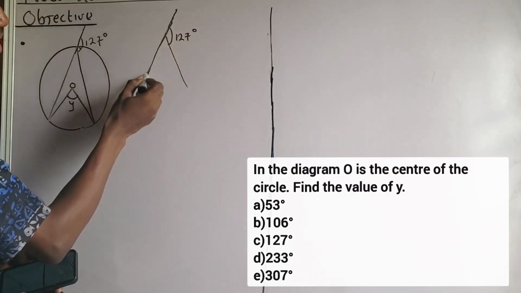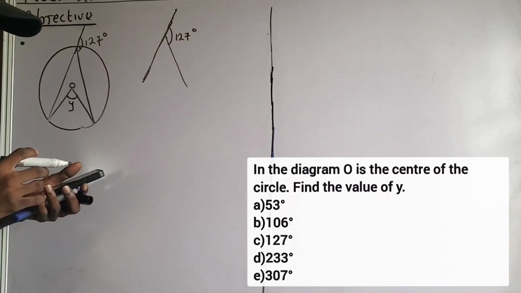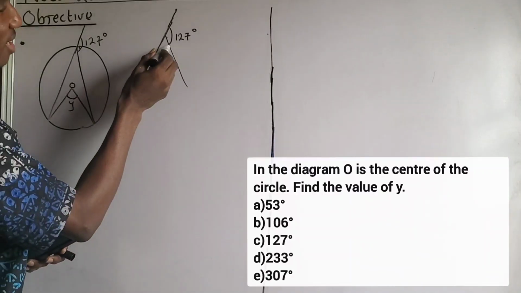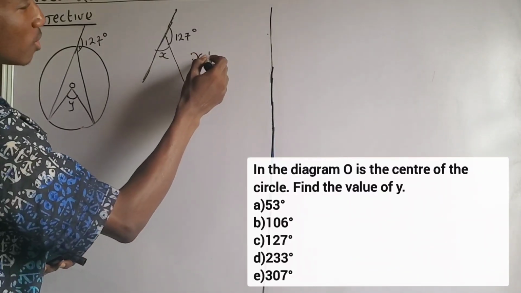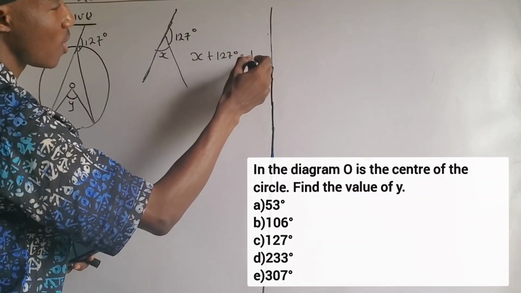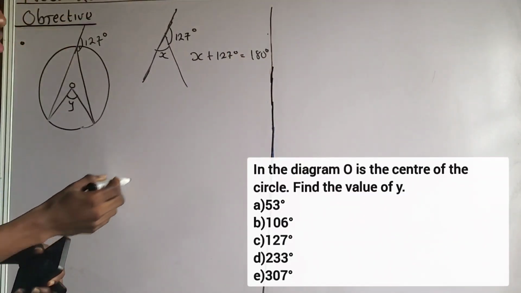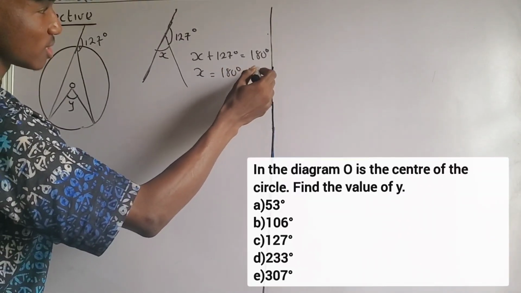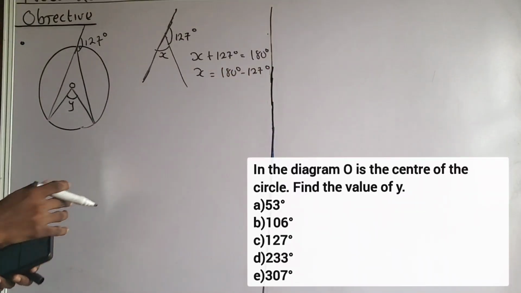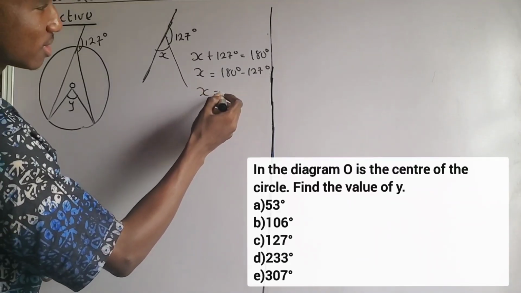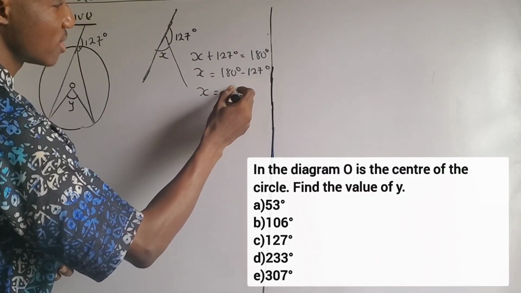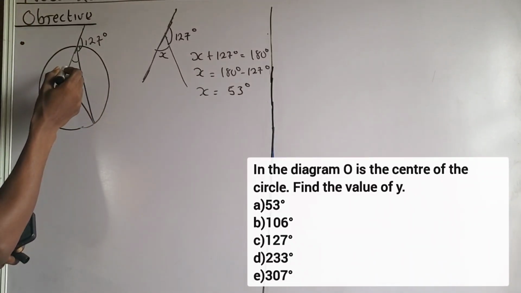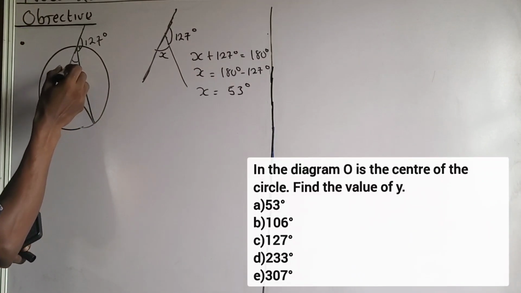Now, this line that you see here is a straight line. Are you getting it? And the sum of angles on a straight line is what? 180. Are you getting it? So if the sum of angles on a straight line is 180, I can represent this as x. So x plus 127 degrees equals what? 180 degrees. Do you understand? So x equals 180 degrees minus 127 degrees. 180 minus 127, that is 53. So x equals 53 degrees. Now, the smallest angle that is here is 53 degrees. Are you getting it?